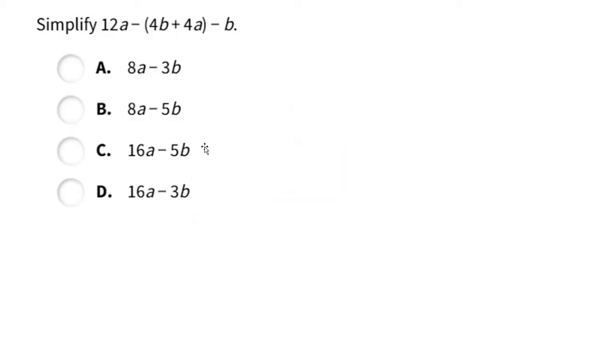Let's simplify an expression. This really builds on like terms. 12a minus all this minus b. Now here's a common little thing I see pop up that gets us. This minus here applies to everything in parentheses. So let's distribute it through. Let me just rewrite this. So that's the same as 12a minus 4b minus 4a minus b.